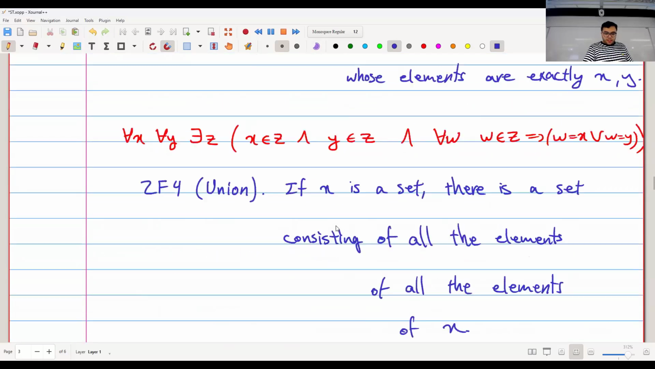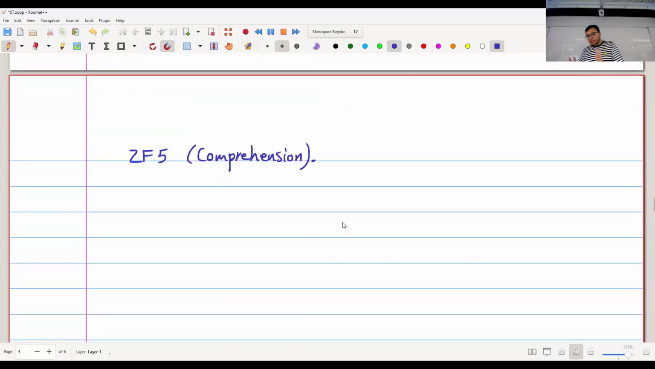But what I can do is this. I can say, well, you can do comprehension, but you cannot do global comprehension. You cannot say the set of all sets that have some property. Instead, what you can do is, if you already have a set, if you've somehow constructed a set using the other axioms, for example, then you can say, I can take the set of elements of this set that have some particular property.